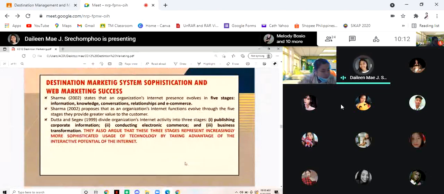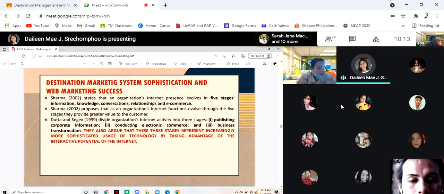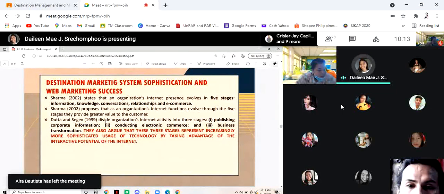They also argue that Duta and Segev divided organization activities into 3 stages: publishing corporate information, conducting electronic commerce, and business transformation. They also argue that these 3 stages represent increasingly more sophisticated usage of technology by taking advantage of interactive potential of the internet. So, pag itong tatlong stages ay ginagawa ng DMS, malaki yung advantage nila laban dun sa iba.